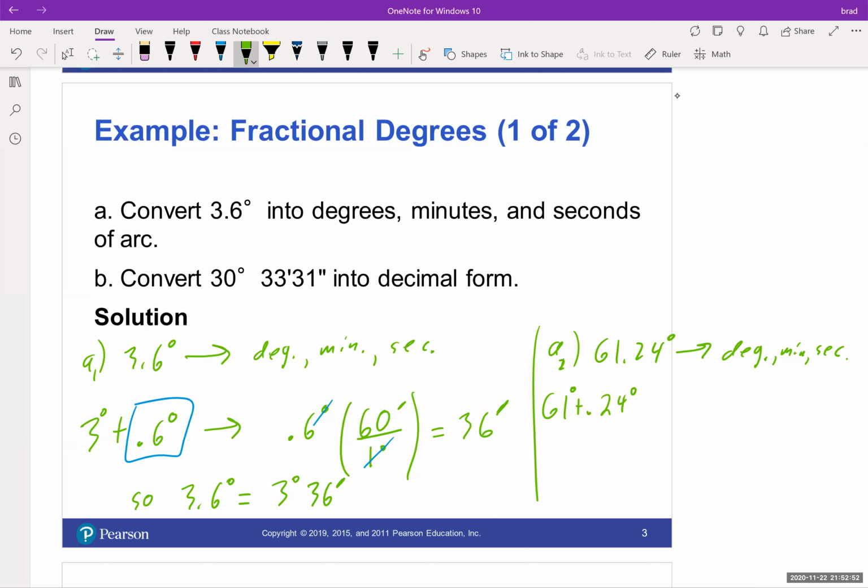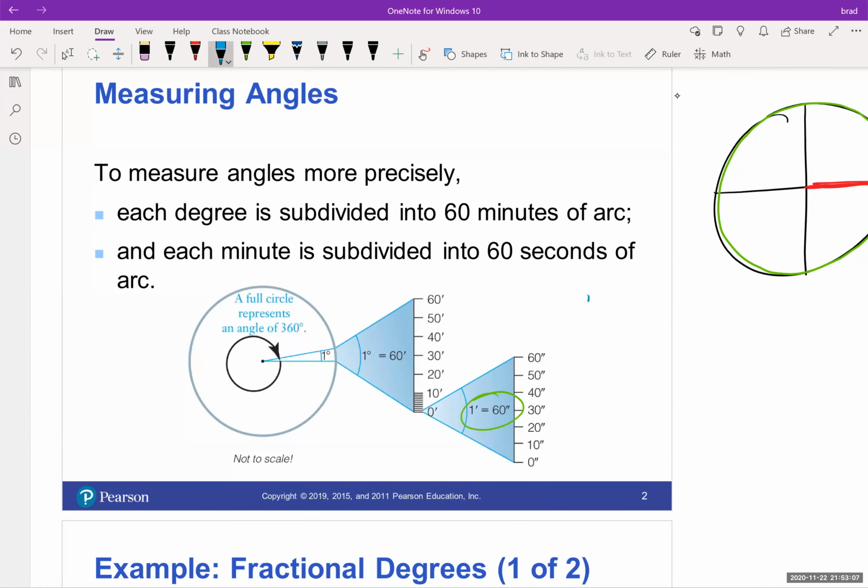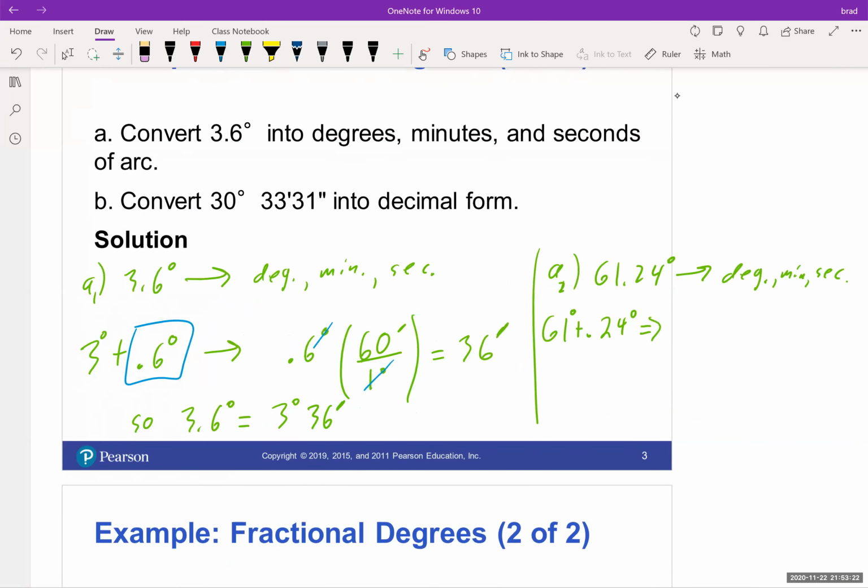0.24 degrees. Okay, so we're going to do the same thing as last time. Oh, by the way, the reason that I used this is called a unit conversion. Basically, because they told us right here that 1 degree is equal to 60 minutes, that means that if I take 60 minutes and I divide it by 1 degree, I get 1. Right? So I'm multiplying by 1. You're allowed to multiply anything by 1 and it doesn't change the value. So I chose to multiply by a fancy 1, right? It doesn't look like 1, but that's what it is.